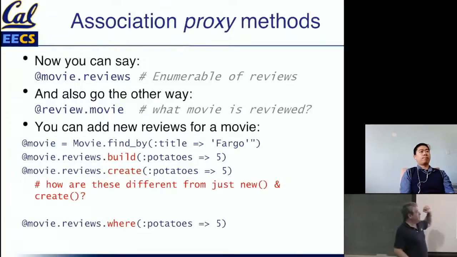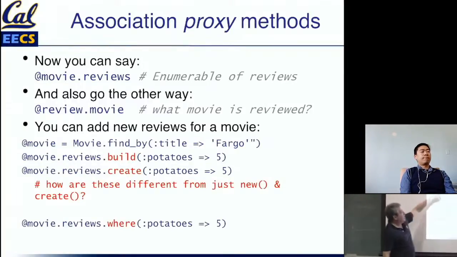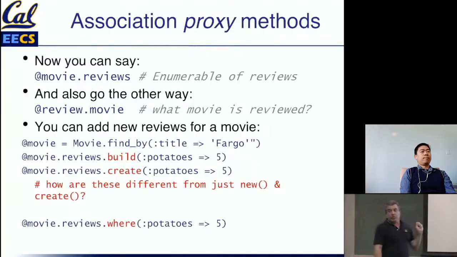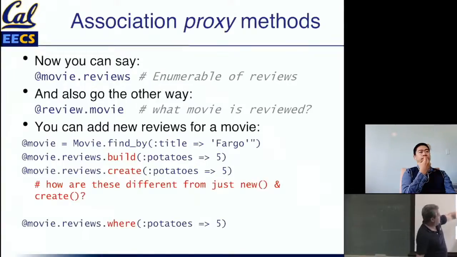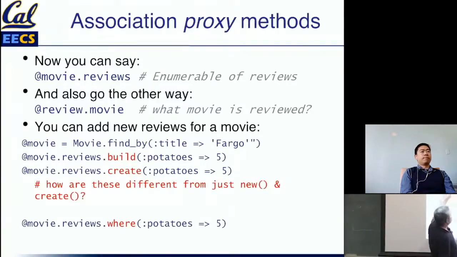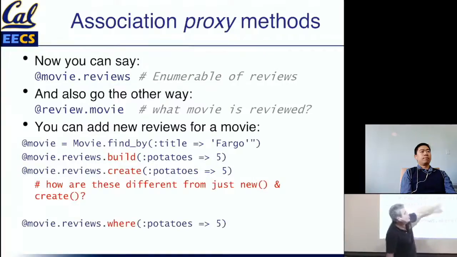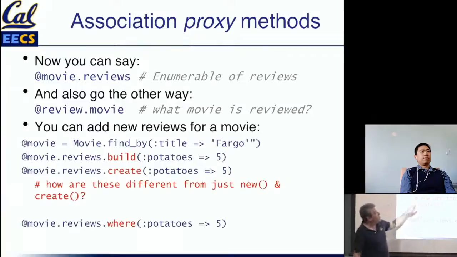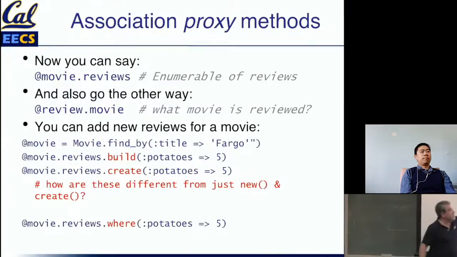You can add new reviews. So I can start out with a movie, and on the collection of reviews, I can either build, which doesn't yet save it, or I can create, which saves it in place, a new review for that movie. How nice is that? One question is, what is different between just calling movie.new or movie.create? What is different about the way that this review object is going to be built if I say movie.reviews.build, movie.reviews.create, as opposed to if I just said movie.create without the intervening reviews? What does this allow to happen?